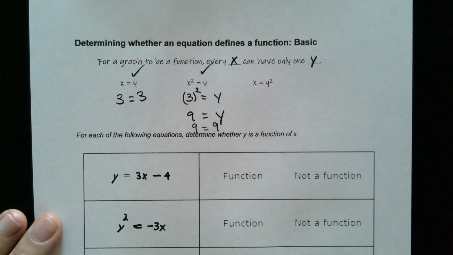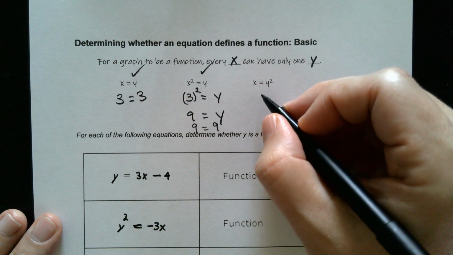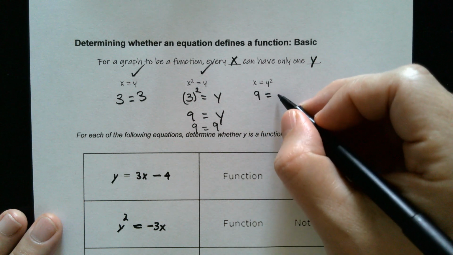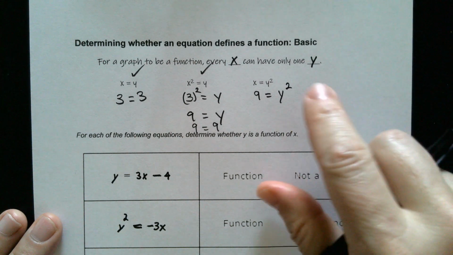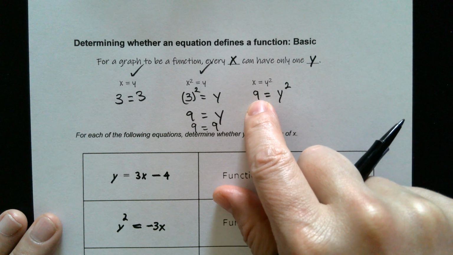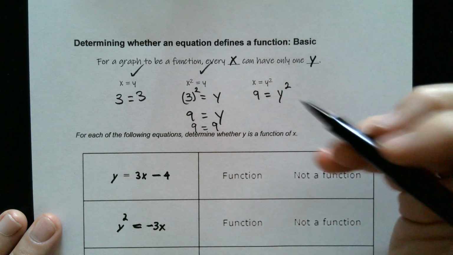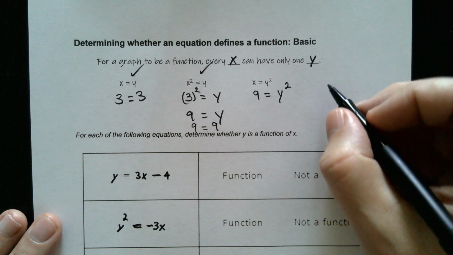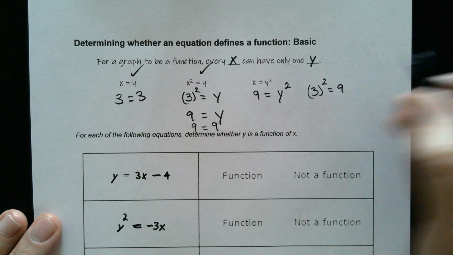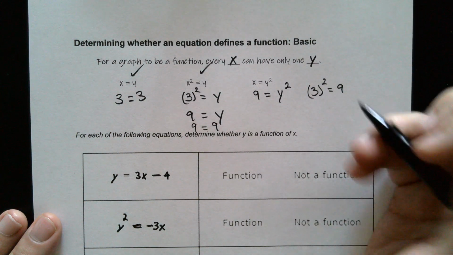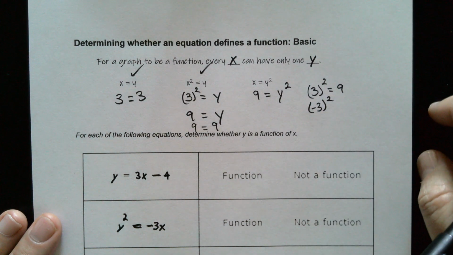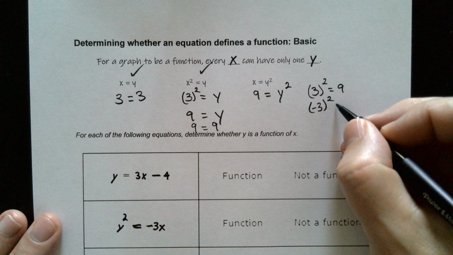Now, on this last one, let's say x is equal to 9. And so we get 9 equals y squared. Now, what could y be in this case to make this equation true? Well, y could be 3, right? Because we know that 3 squared equals 9. So if y was equal to 3, that would work. But what about negative 3? If we get negative 3, would we also get positive 9? Well, the answer is yes, we would.